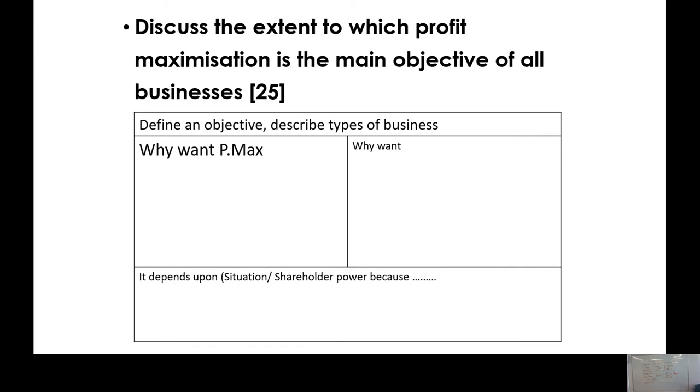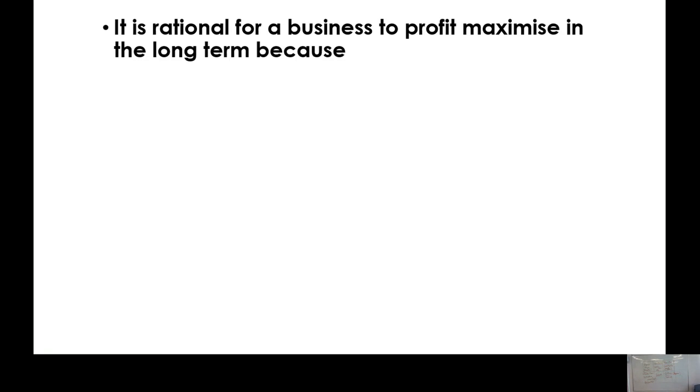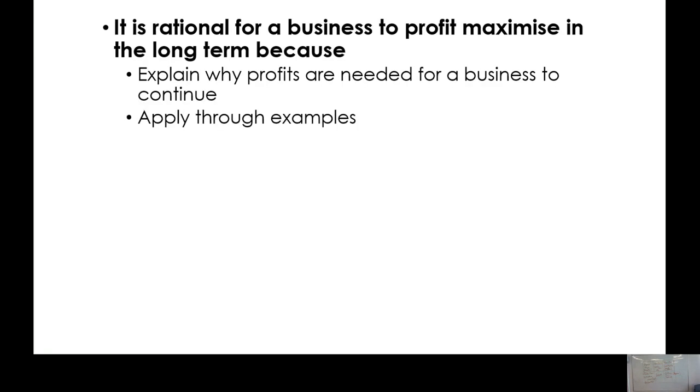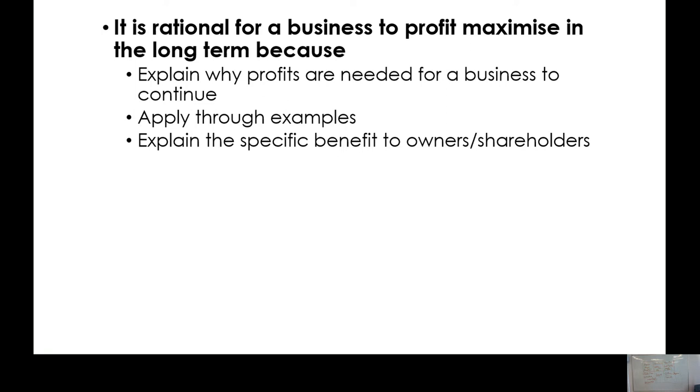And the way this will be structured is start off with that sentence. It is rational for businesses to profit maximize in the long term because you need to give a reason why the profits are needed for a business. Apply this to an example, which businesses need profits. Just choose a business, any business, and explain the specific benefit of those profits to the owners or the shareholders. So we're talking about private sector businesses here.